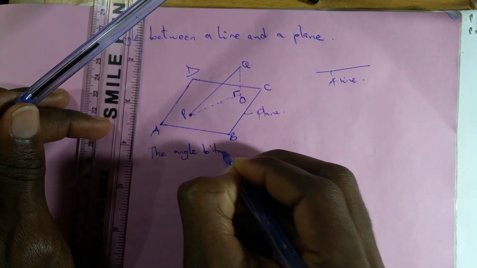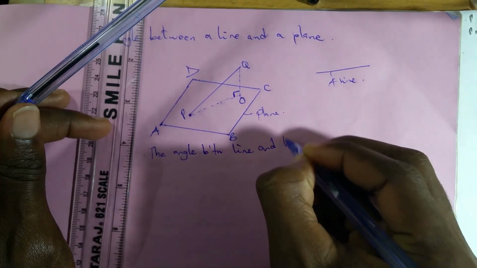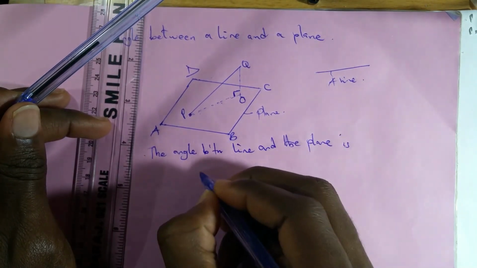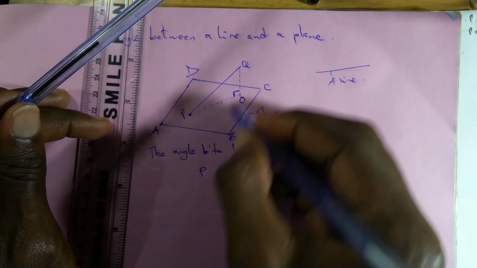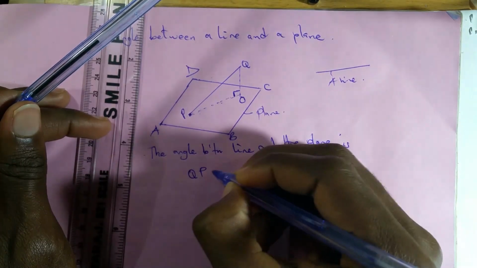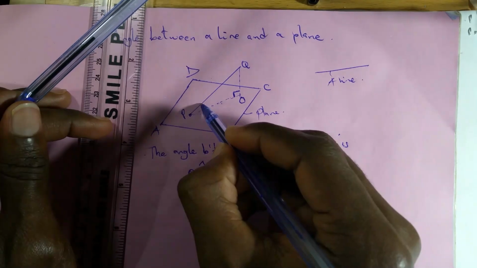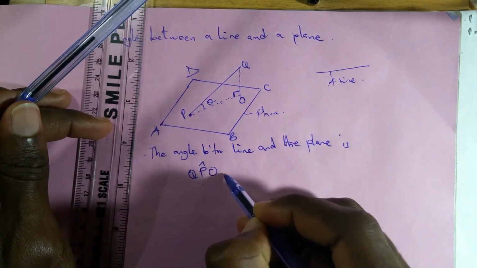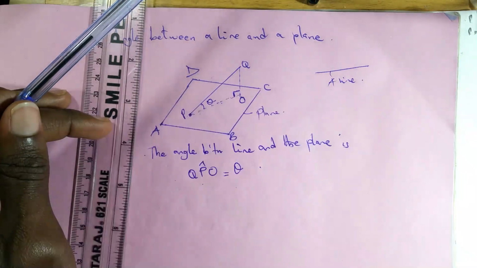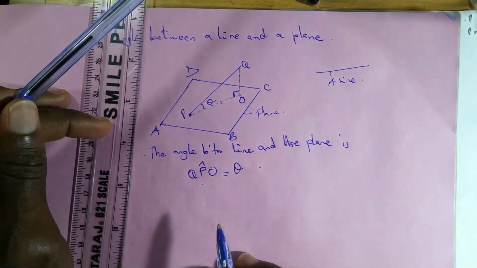between the line and the plane is QPO, where P is that, we can put that to be theta, where this is at right angle to the plane, and this shadow is on the plane itself.